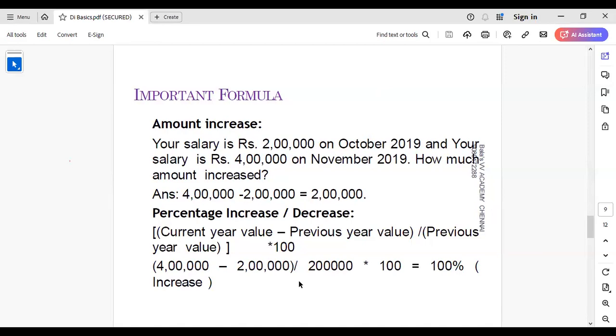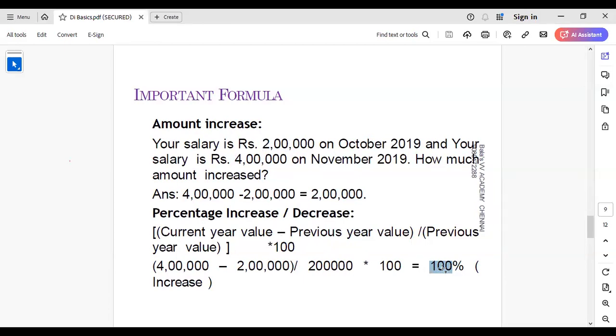Very good. It is increasing. Congratulations. It is increasing, right? So 2 lakhs would be in plus. Okay, 4 lakh minus 2 lakh, it is in plus. Current value minus previous value divided by previous value into 100. Here current value is 4 lakh, previous value 2 lakh. I can say a 100% increase in the salary from 2 lakhs to 4 lakhs.